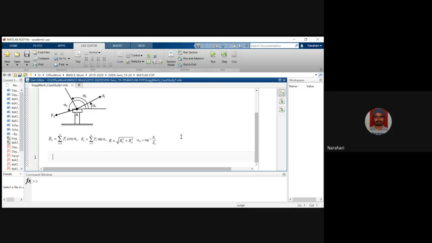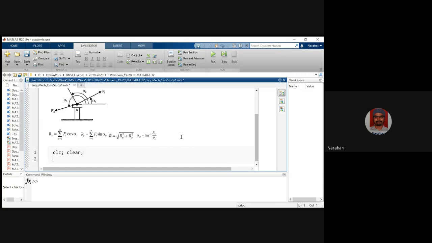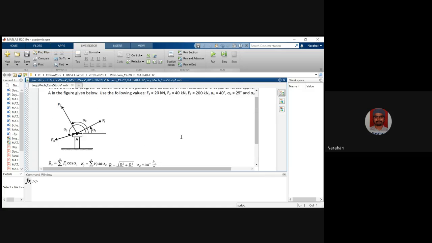A good practice is to clear off the screen as well as the data content so that whatever previously run things are there can be cleared away. So I'll just do that. Then what I'll do is, rather than just writing a code.